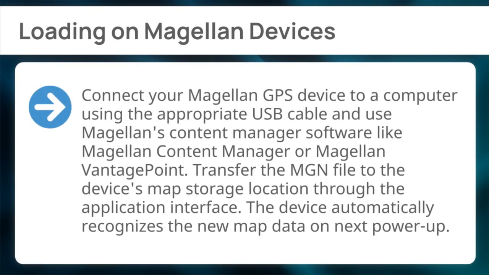Connect your Magellan GPS device to a computer using the appropriate USB cable and use Magellan's Content Manager software, like Magellan Content Manager or Magellan VantagePoint. Transfer the MGN file to the device's map storage location through the application interface. The device automatically recognizes the new map data on next power up.